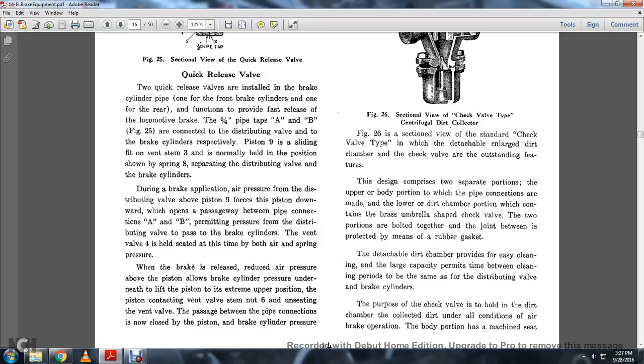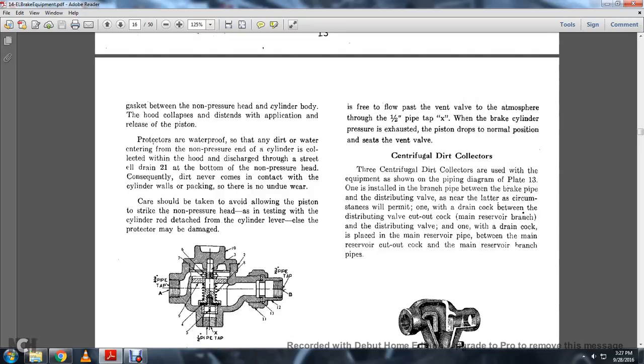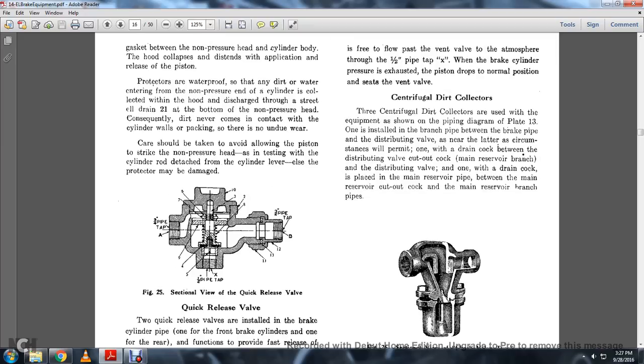When the brake pressure is released, the reduced air pressure above the piston allows the brake cylinder pressure underneath to lift the piston to its extreme upper position, with the piston contacting valve stem 6 and unseating the vent valve. The passage between the pipe connections is closed by the piston. The free flow of air through the vent valve to the atmosphere through the 1.5 inch pipe tap lets the brake cylinder pressure exhaust. The piston then drops to its normal position and seats the vent valve.